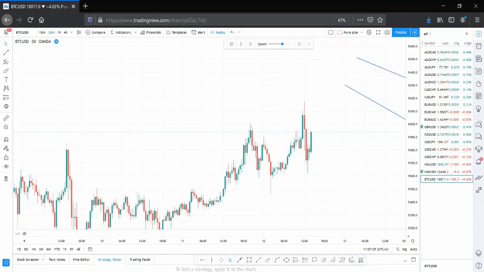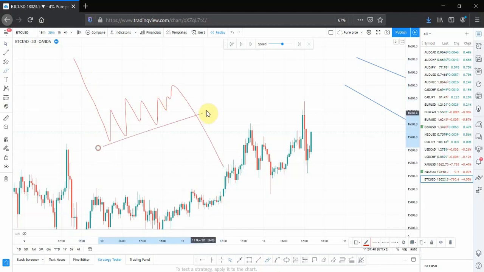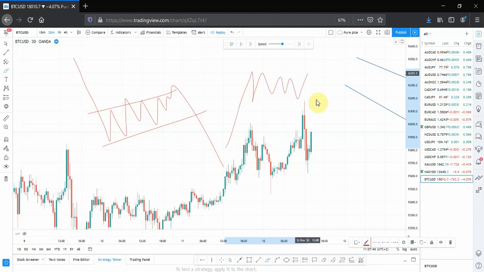So in this video we are going to be learning how to trade a flag pattern. A flag pattern is something like this, and then the market proceeds again. So this is called a flag pattern. The same thing applies if it's an uptrend. It's something like this, and then the market proceeds again.